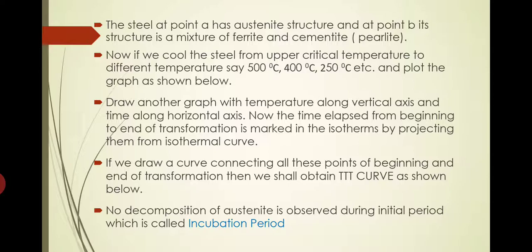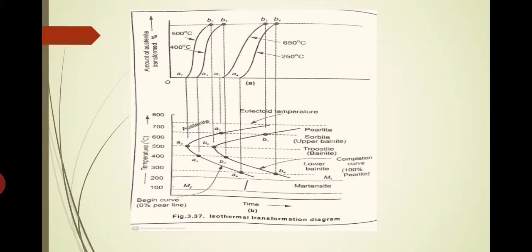So the steel at point A has an austenite structure, and at point B its structure is a mixture of ferrite and cementite. That combination, ferrite plus cementite, is simply known as pearlite. Now, if we cool the steel from the upper critical temperature to different temperatures, say 500, 400, 250 degrees Celsius, etc., and plot the graph as shown below, we'll get a graph something like this.